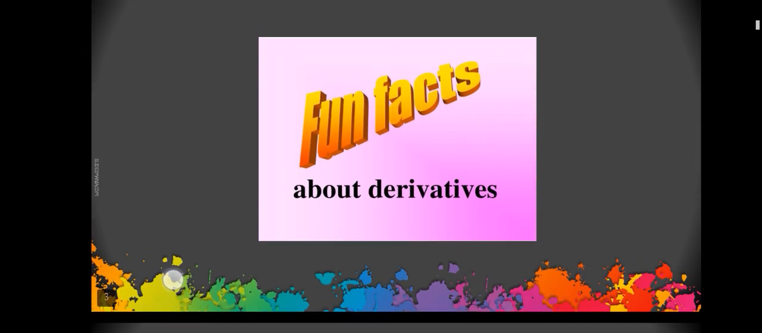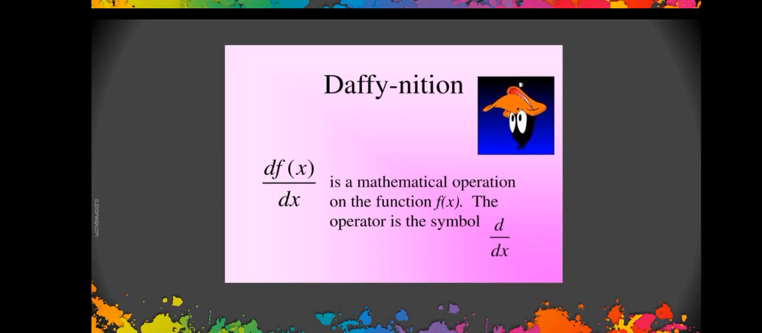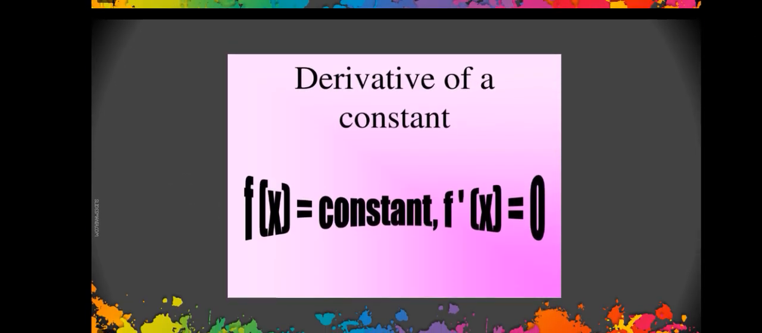So first, the definition. The df of x all over dx is a mathematical operation on the function f of x, and the operator is the symbol d over dx. Second, the derivative of a constant: if f of x is equal to a constant, then f prime of x is equal to 0.